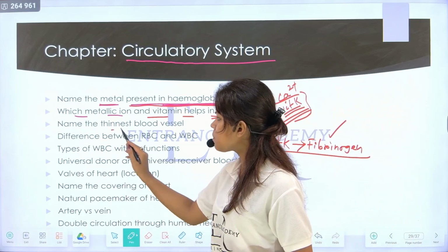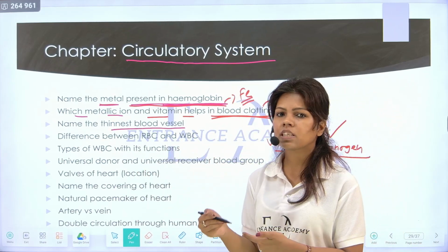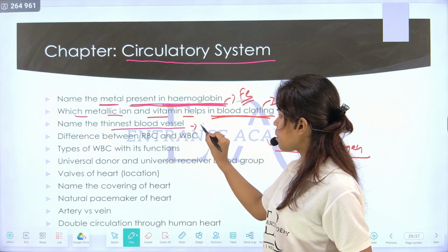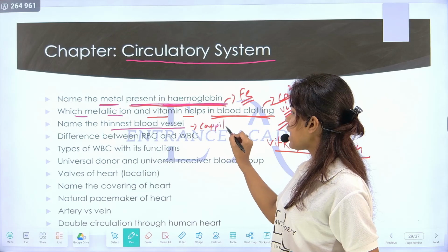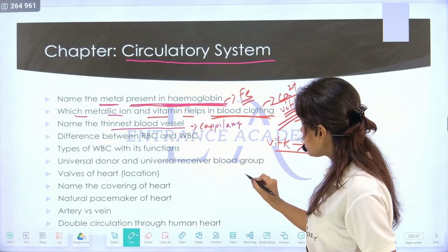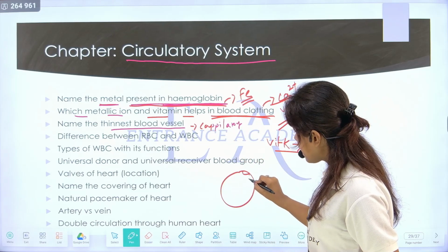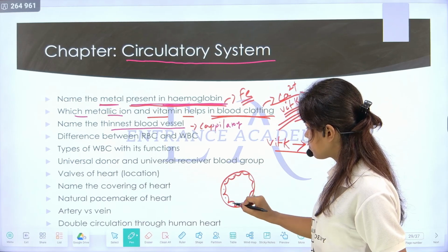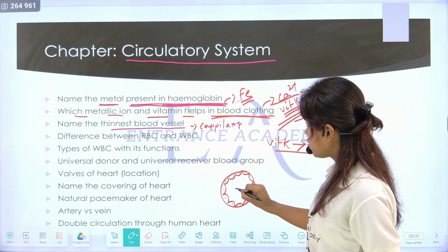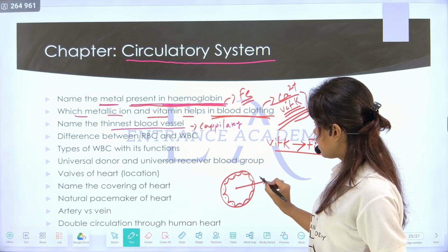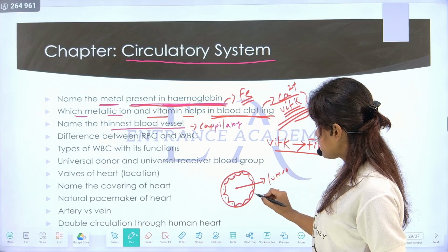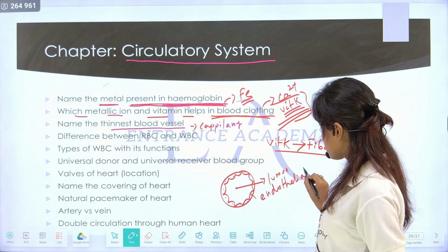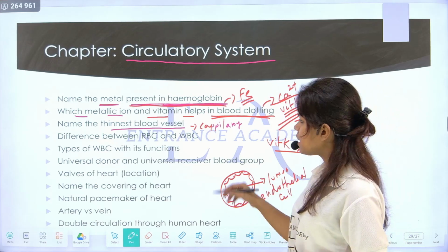Next question, name the thinnest blood vessel. There are three types of blood vessels present in our body: artery, veins and capillaries. Among these three, the thinnest blood vessel is capillary because it has no muscular wall. Only endothelial cells are there, lining the lumen. This is the lumen through which the blood will pass, and these are the endothelial cell layer. So capillaries are the thinnest blood vessel.